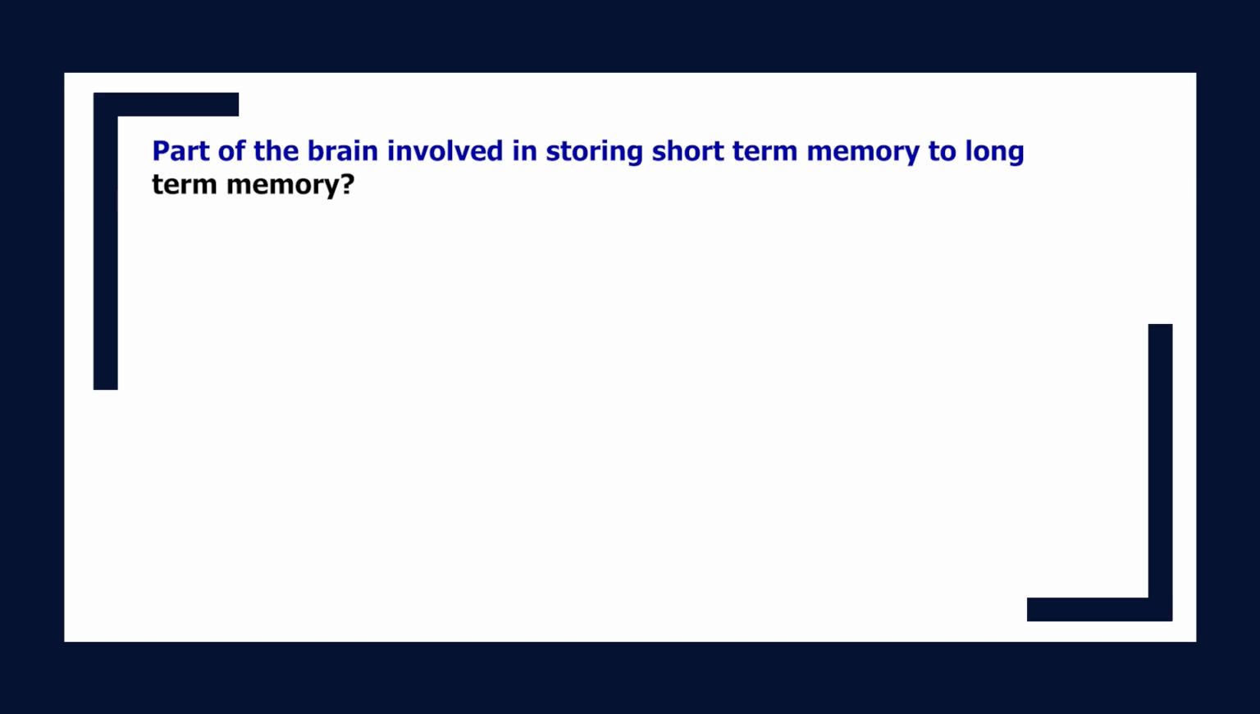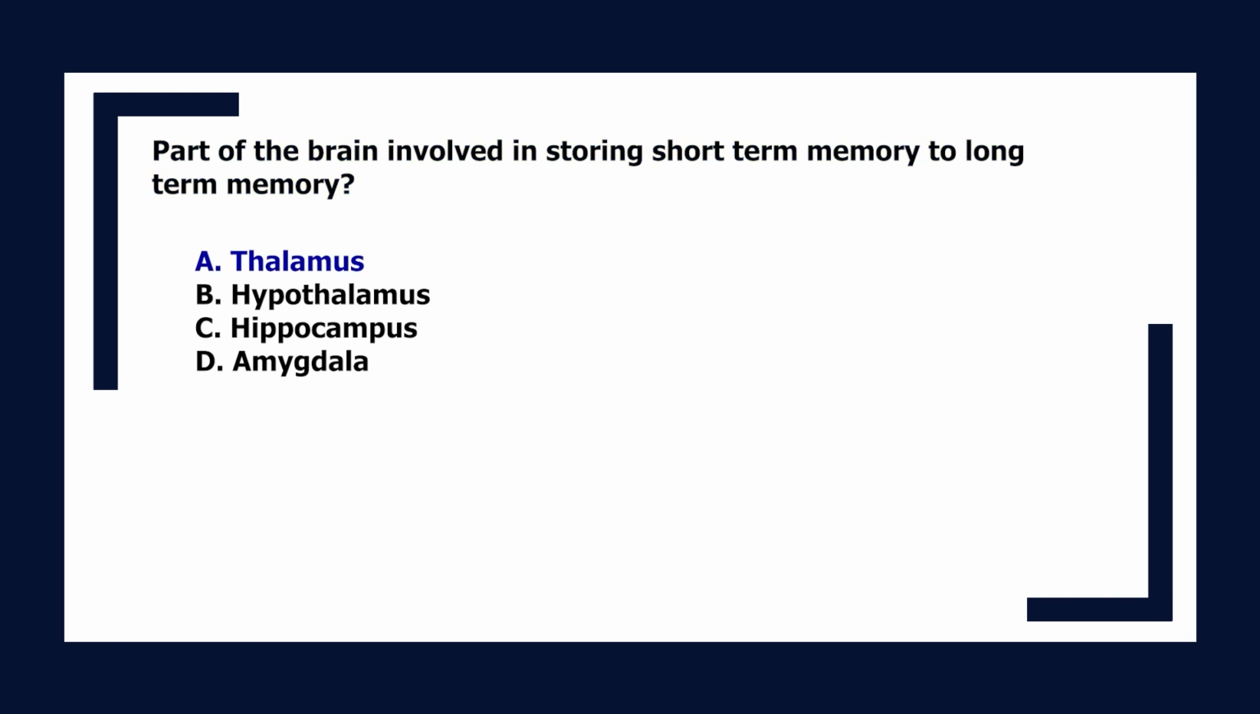Part of the brain involved in storing short-term memory to long-term memory. A. Thalamus. B. Hypothalamus. C. Hippocampus. D. Amygdala. The answer is C. Hippocampus.